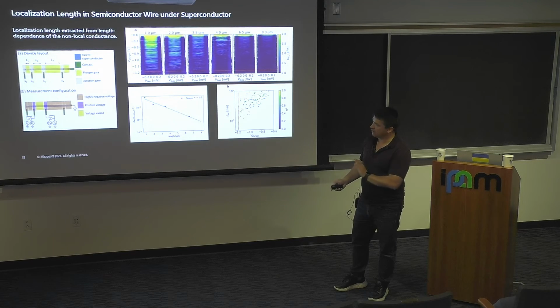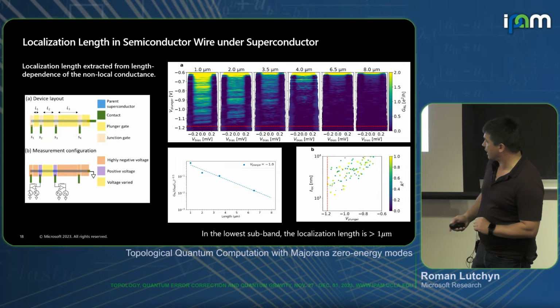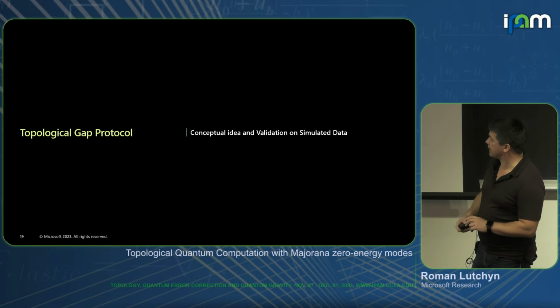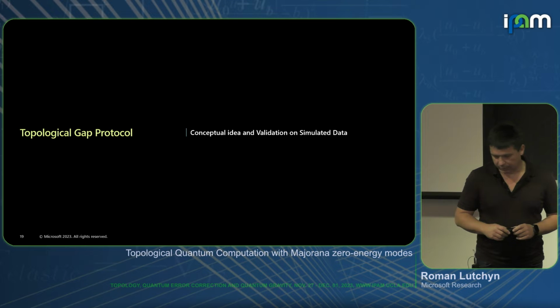Okay, but the main message is, we've got disorder under control. We understand what it is. We understand what the main sources are. So now let's move on to the next chapter, which is the topological gap protocol.